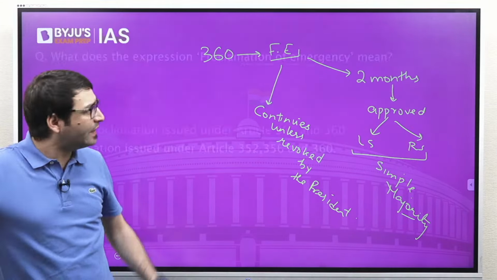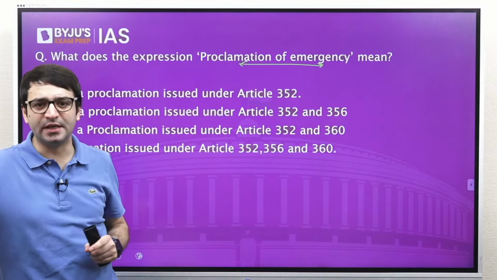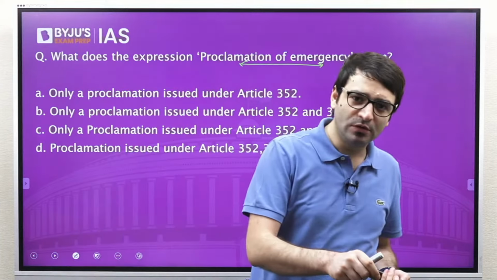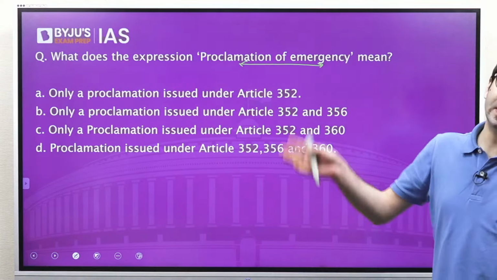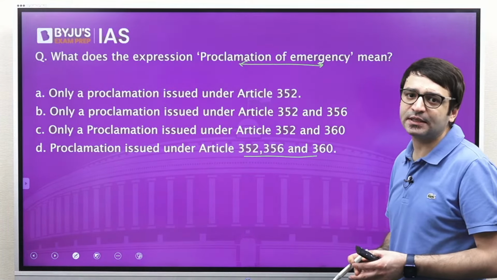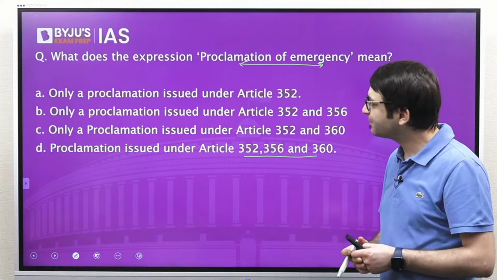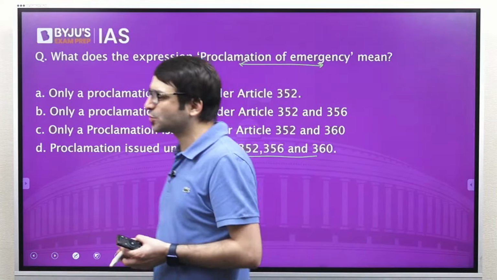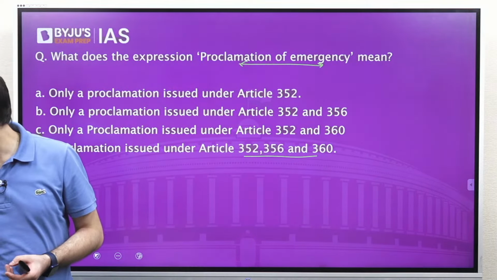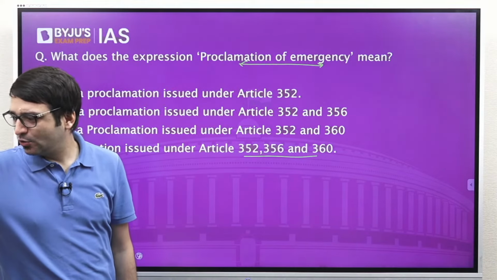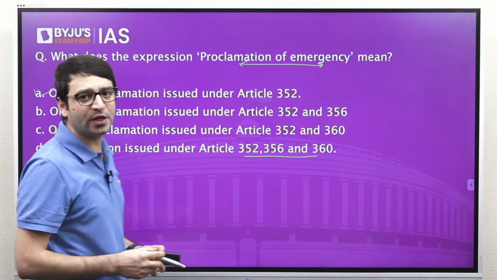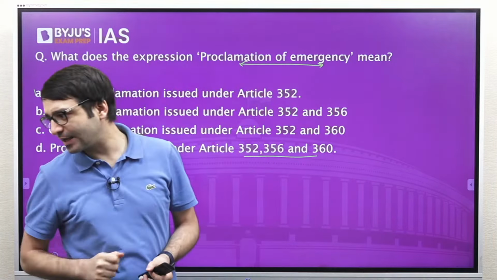So when we say this phrase, proclamation of emergency, which type of emergency are we talking about? Are we talking about only 352 or only 356 or only 352 and 356 or all the 3 types of emergencies under Article 352, 356 and 360? How do I get to know the answer to this question? Let's say there are 1.6 thousand people watching. Those who say that it includes only a proclamation issued under Article 352, please press the like button.